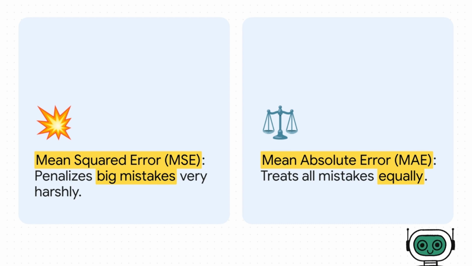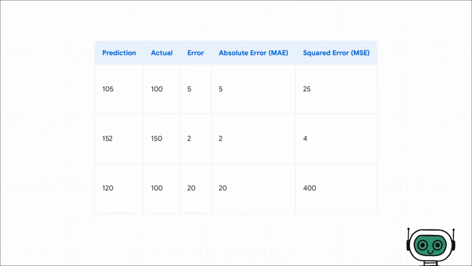The key difference between them is how they handle big mistakes. MSE hates big mistakes. It squares the error, so if you're off by a lot, the penalty just explodes. MAE is a bit more forgiving. It just takes the absolute difference, so a big mistake is just a big mistake. No extra drama. Let's make this concrete.